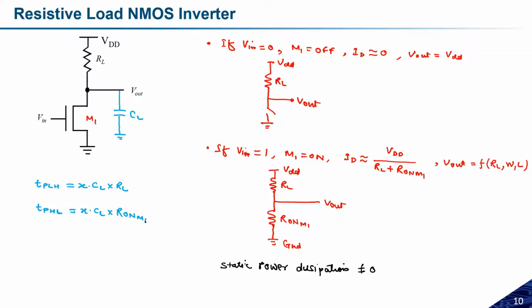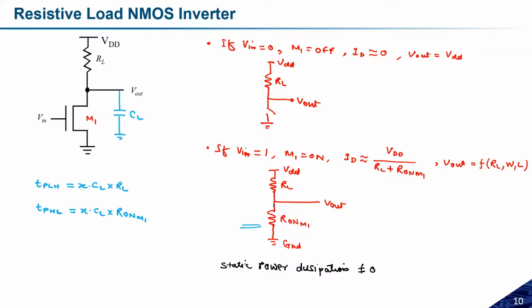But there is some problem. Let us try to explain it. If both the resistances are equal, so TPLH and TPHL are the same, you can make a symmetrical design. The delay should be symmetrical in both the switchings. But if I consider R on of M1 equal to RL, what will happen? This will act as a complete voltage divider circuit here.